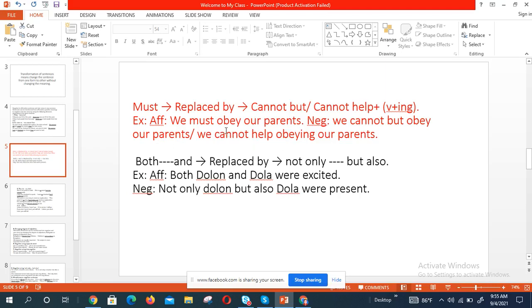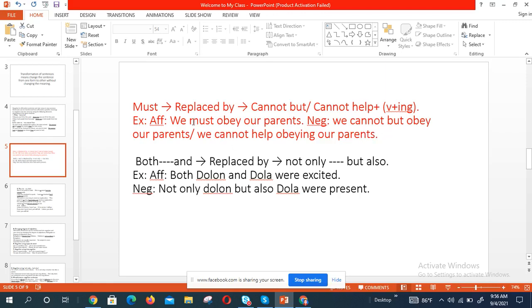Look at the example. We must obey our parents. Here, must is the affirmative word. So you have to make it negative by using cannot but or cannot help. We cannot but obey our parents. If you use help, you have to use verb plus ing with it. We cannot help obeying our parents.